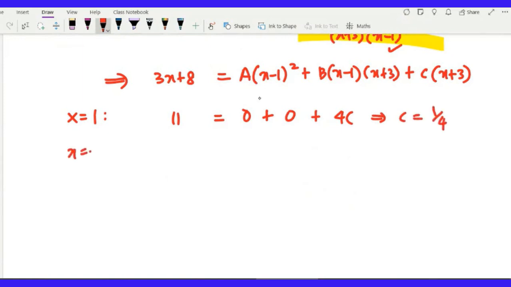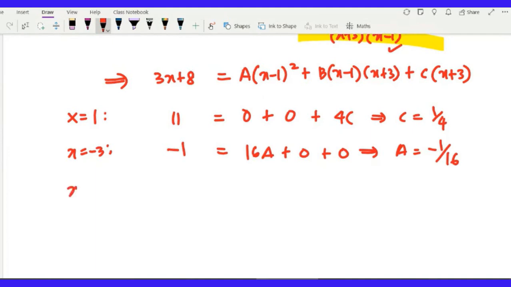Okay, next, negative 3. Negative 3 times 3, negative 9, plus 8, negative 1. Negative 3 minus 1, negative 4, negative 4 squared, 16A. Yang ni 0, 0, tak perlu tulis. So A sama dengan negative 1 over 16. Untuk the next one, you may go for 0. Boleh, tak ada masalah.